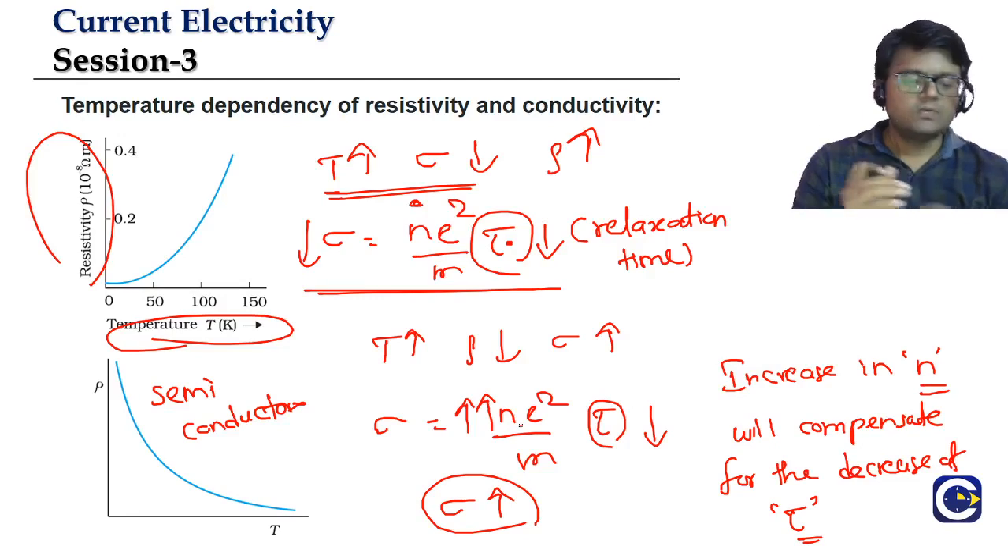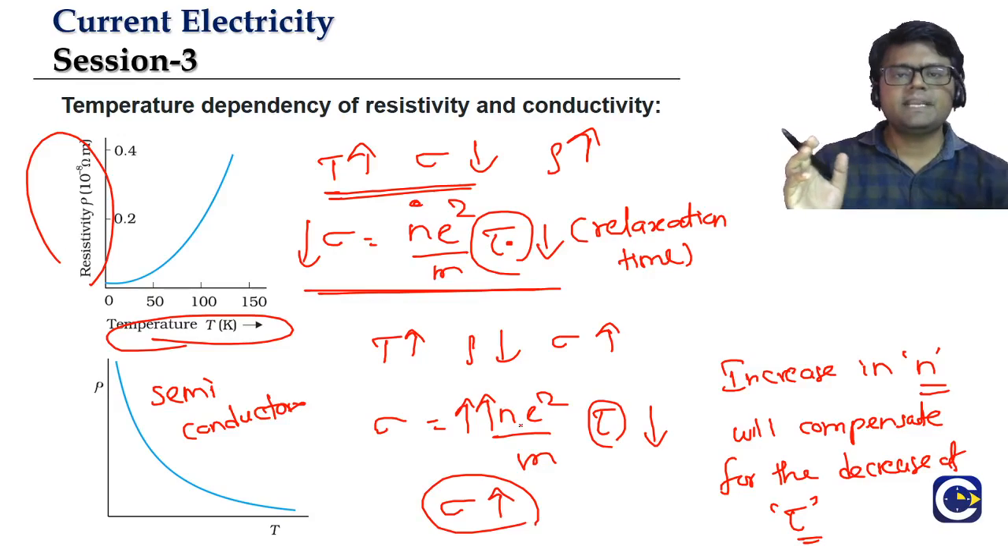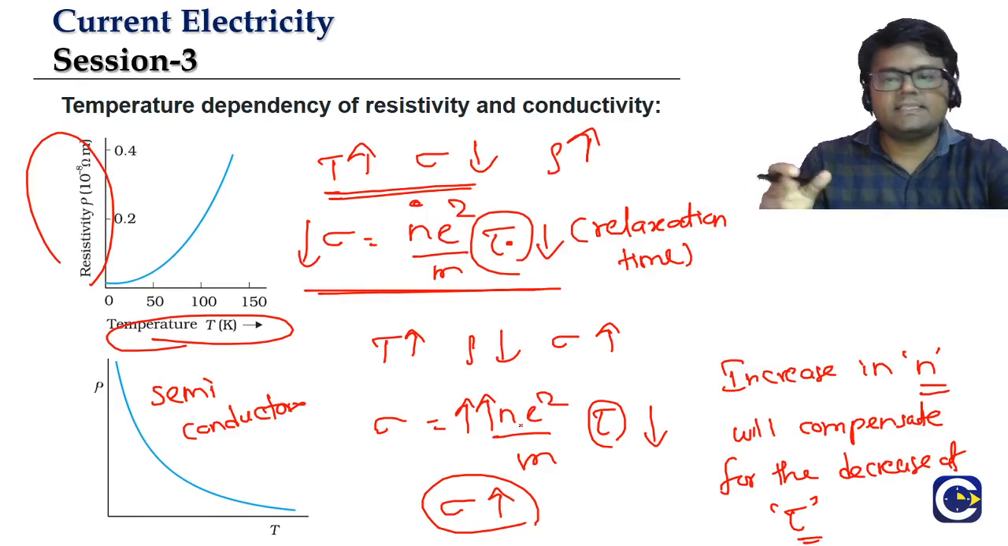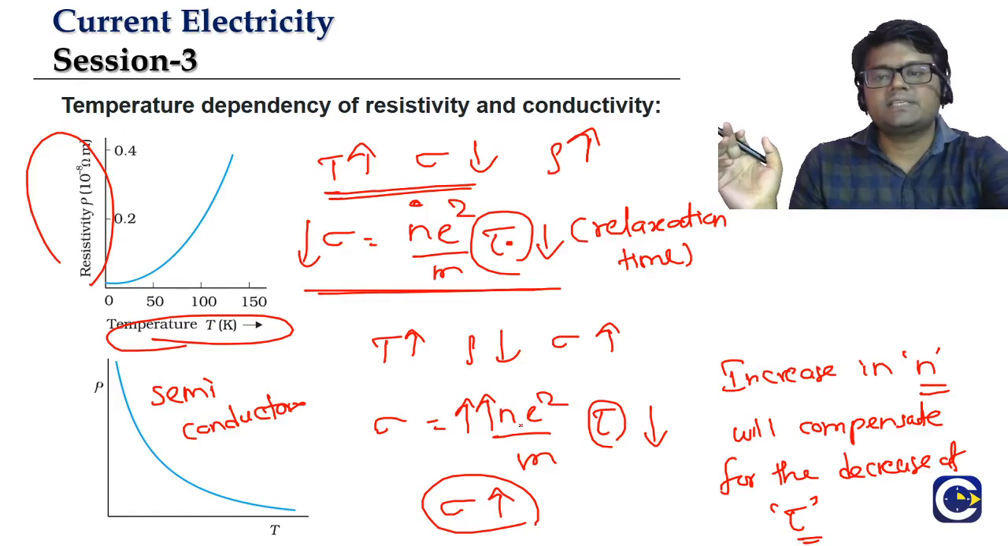Clear, guys? So what is the basic observation here? Metals, temperature increasing means the resistivity will be increasing. Semiconductors, temperature increasing means resistivity will be decreasing. Okay. So we'll look at this, guys. This is one of the important observations based on the microanalysis.